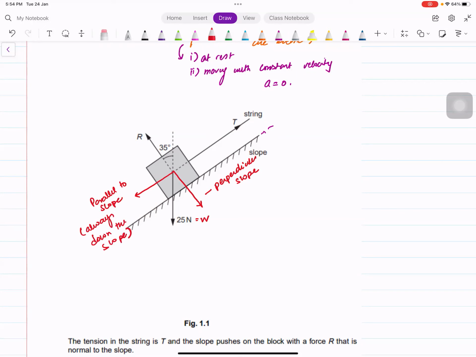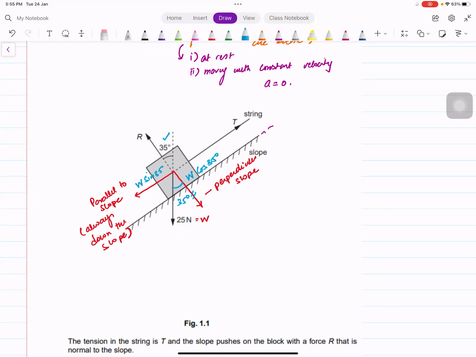Now, according to this, if this is 35, then obviously this angle will also be 35 because they're alternate angles. Because this angle is next to it, this makes it W cosine of 35, and this makes it W sine of 35. Now it's up to you what you're going to do.